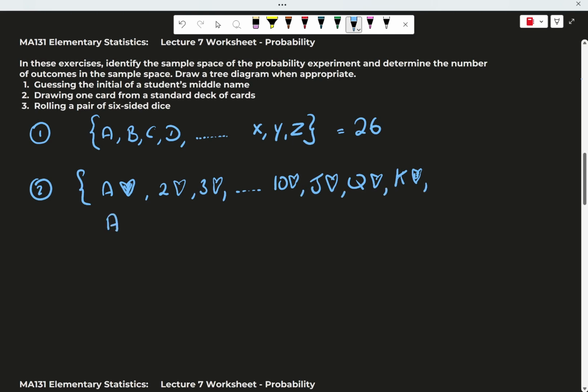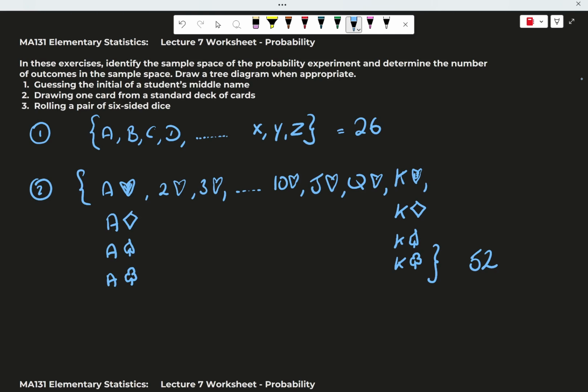And then we're on to the ace of diamonds, let's say, all the way up to the king of diamonds. We have the ace of clubs, all the way up to the king of clubs. And then we have the ace of spades. Sorry, that's the other way around, isn't it? That's a club. The other one is a spade. Oh dear. 13 of each suit gives us a total of 52 outcomes in this sample space.